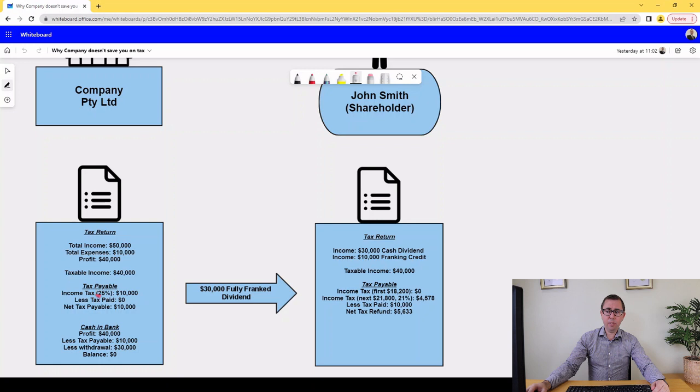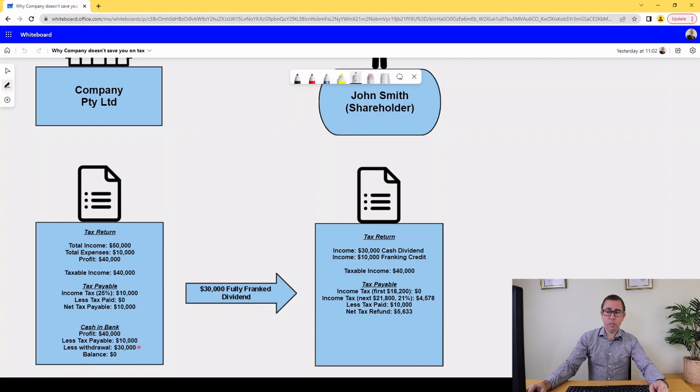So 25% is the tax rate for the company. That means there'll be $10,000 to pay. There's no installments paid, so we'll keep it simple, put that as zero. The end result is when the company return is lodged, they'll have to pay $10,000. So just to summarize what it looks like in the bank, there'd be $40,000 cash in the bank profit. Then there'll be a $10,000 payment for the company.